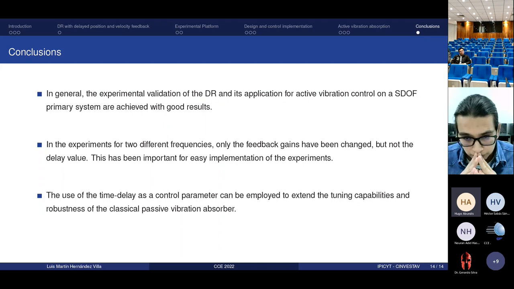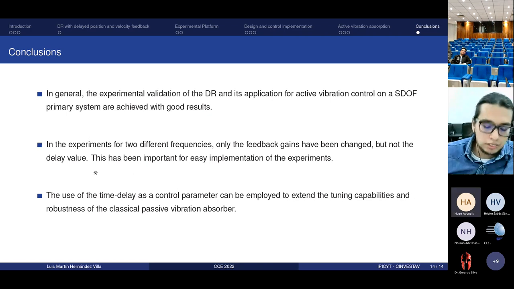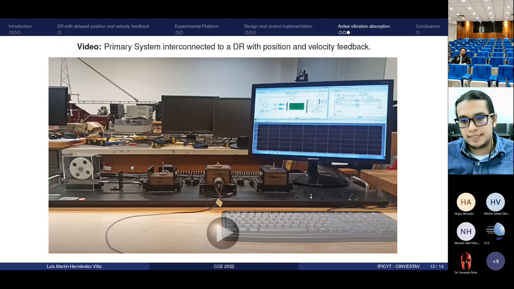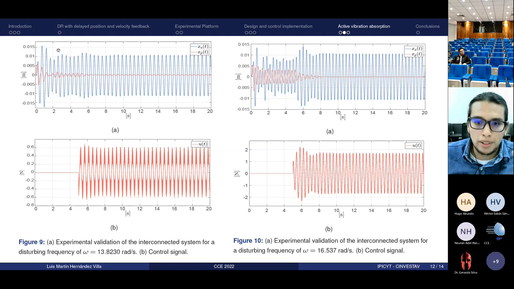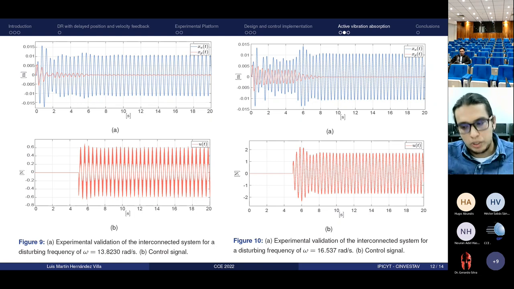The last one, I mean, why do you conclude that? I didn't see a comparison between the active vibration scheme versus the passive vibration scheme. Yes, this conclusion is more of a future work, this comparison with the DR is not applied yet. In the figure, we remove the resonance of the passive absorber, we apply the DR configuration and obtain this behavior on the primary system.